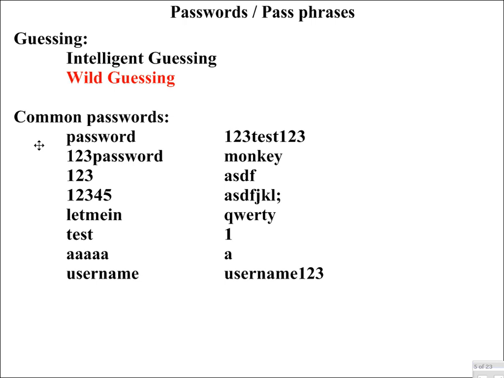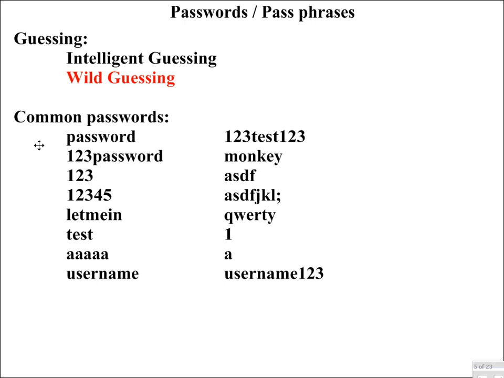Let me in. Simple keyboard rolls like QWERTY or ASDFJKL semicolon. Test, a simple 1 or an A or a P or a letter repeated. A lot of times the user will make their username and their password the same, or just barely modify it. Your password may be whatever your username is plus 123. So there are a lot of just really common passwords out there that anybody might use.